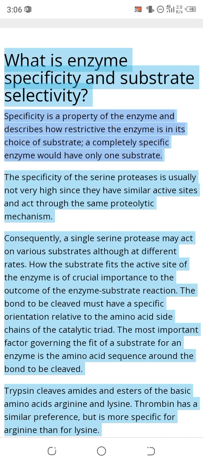Today our topic is about what is enzyme specificity and substrate selectivity. Specificity is a property of the enzyme and describes how restrictive the enzyme is in its choice of substrate. A completely specific enzyme would have only one substrate.